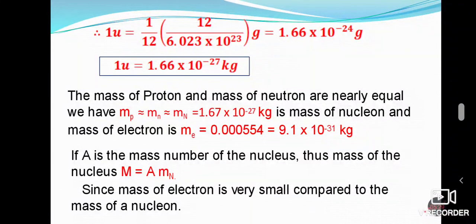Next, if A is the mass number of the nucleus, then the mass of a nucleus, that is capital M, is equal to the mass number A times the mass of a nucleon, that is Mn, since the mass of an electron is very small compared to the mass of a nucleon.